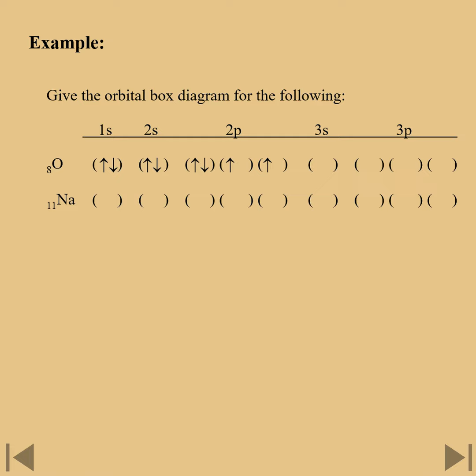Next we have sodium, and it fills its 1s, so one up and one down. It fills its 2s, so one up and one down. And it's also going to fill its 2p, so in each of these 3 we have one up and one down. There's 10 electrons. For our 11th electron, I'm going to have one arrow in my 3s. And do note the electron configuration of sodium: 1s2, 2s2, 2p6, 3s1.